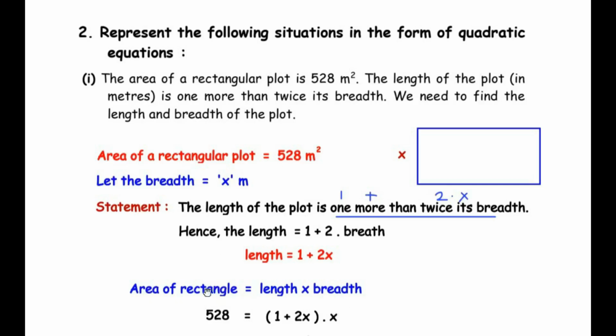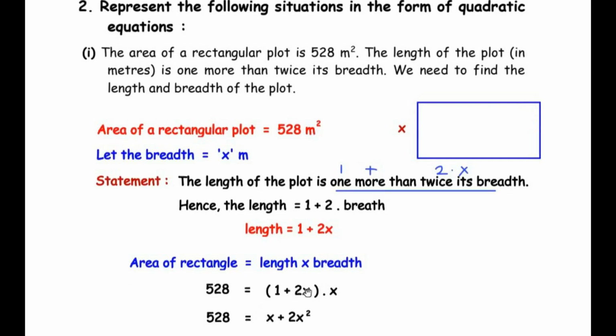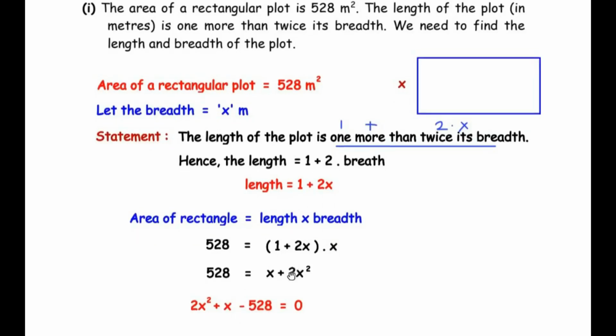Area is given as 528 meters square is equal to, we found the length as 1 plus 2x times the breadth is x. Now here we are going to expand the bracket. So 528 is equal to x multiplies with 1 giving us 1x, or you can write it as just x, plus x multiplies with 2x giving us 2x square. Now rearranging this we get 2x square plus x. Now taking positive 528 on the right hand side, we get it as negative 528 is equal to 0. So the quadratic equation here we get is 2x square plus x minus 528 is equal to 0. So this is going to be our answer.